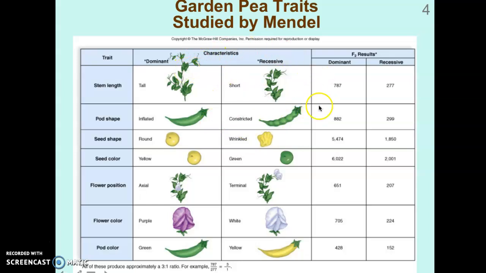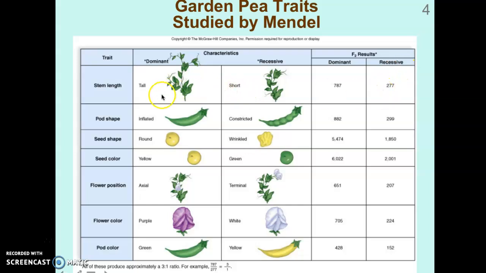When he counted them, he found there was a frequency. Out of roughly 1,000 plants, there were 787 that he considered tall, and then he counted 277 short. That's actually over 1,000, but this is what he counted. He saw that tall had a larger number overall than short.